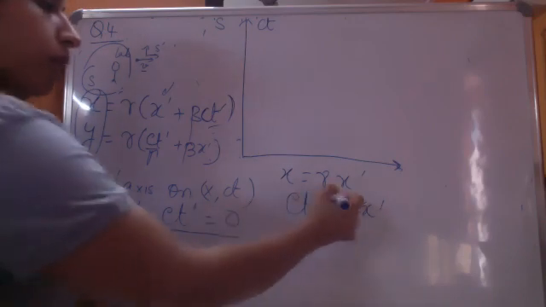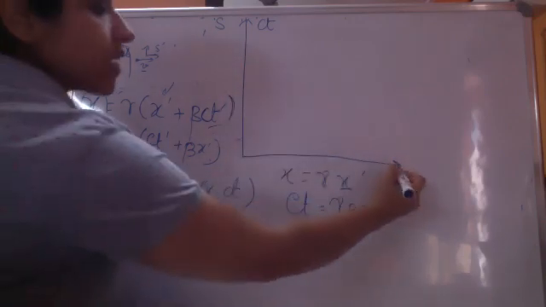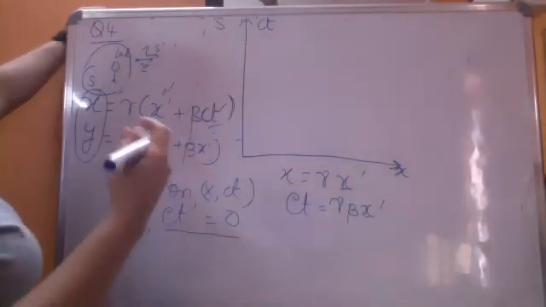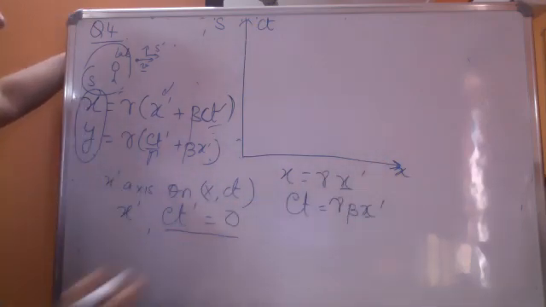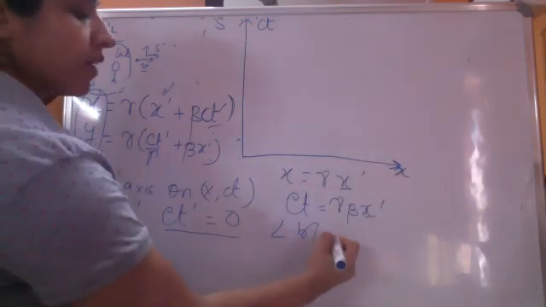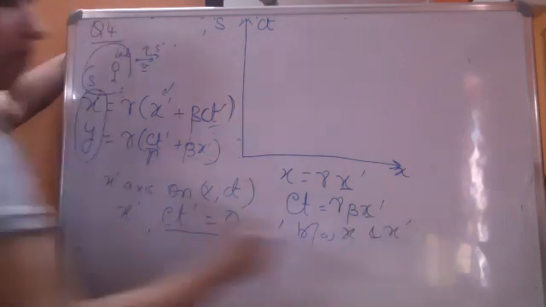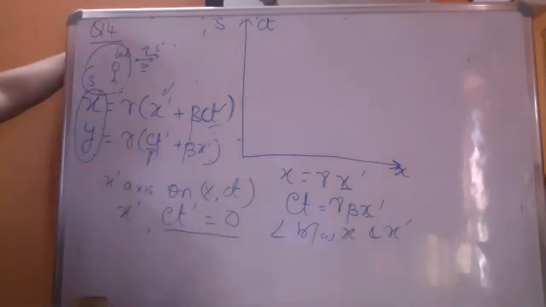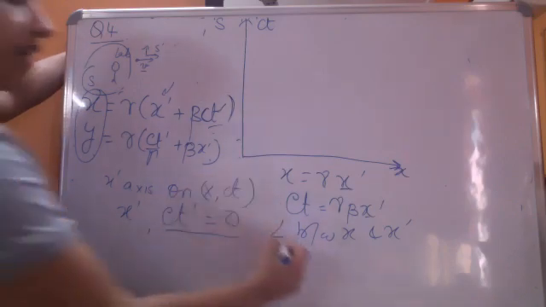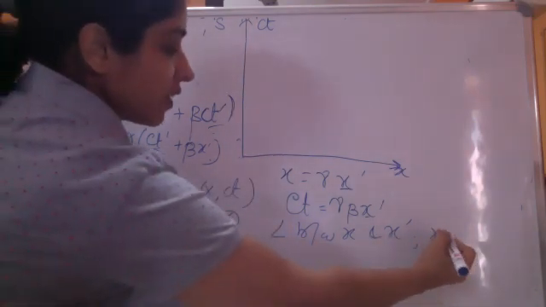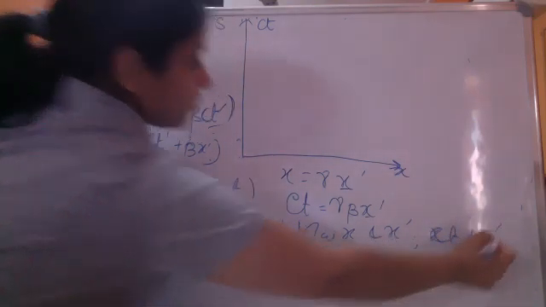Right? Now, how do I draw X and X prime on this? I want to find what would be the angle between X and X prime. So the angle between X and X prime, and let's say X and CT and X prime.